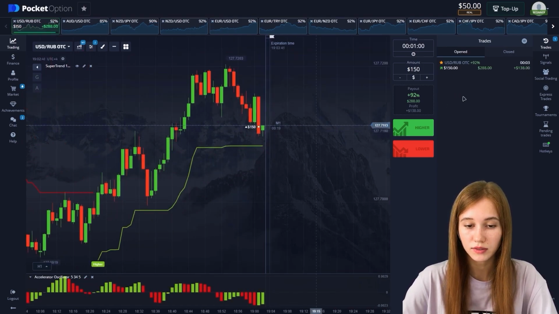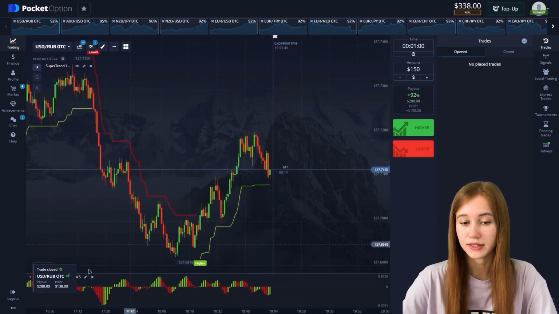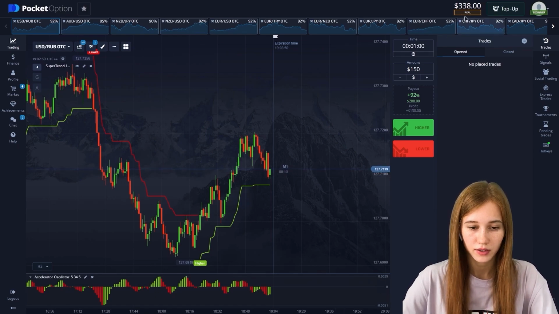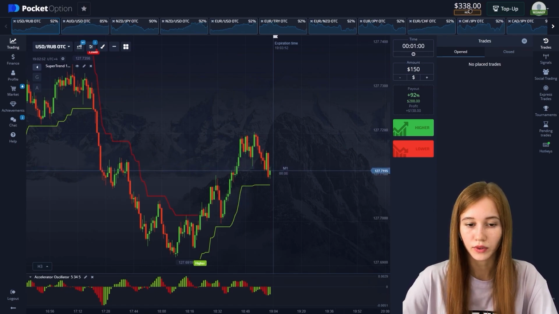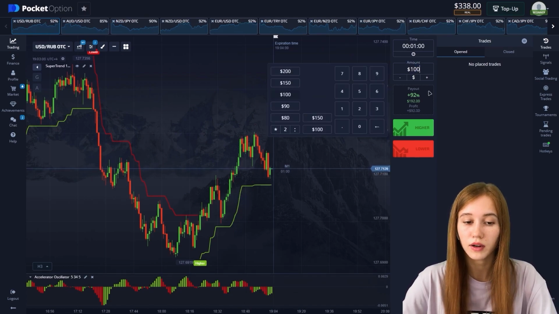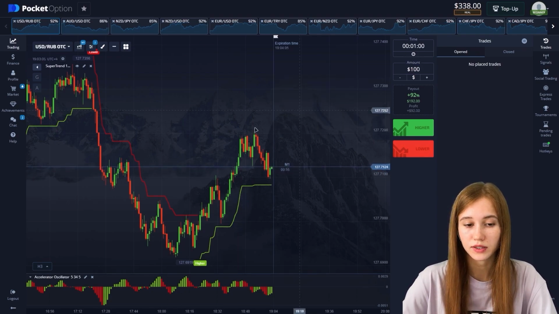We can zoom in. Good. Last deal, profit $138. So $338 on my balance. Let's reduce the deal amount to $100 for now, as the balance is not very large. Let's move on to the next currency pair.